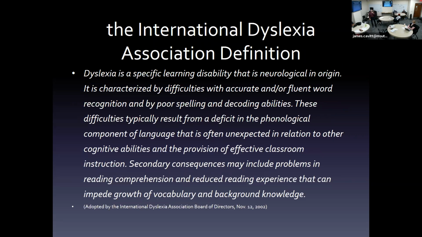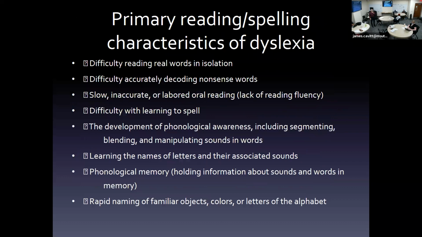This is a definition from the International Dyslexia Association. Dyslexia happens in every language, every socioeconomic class, everywhere. So it doesn't fit one group or another. So it is pervasive. These are the primary characteristics of dyslexia: difficulty reading real words in isolation, difficulty accurately decoding nonsense words, etc.